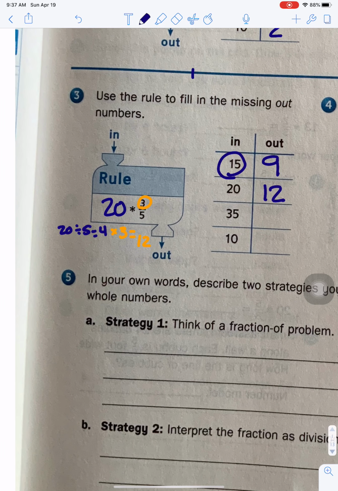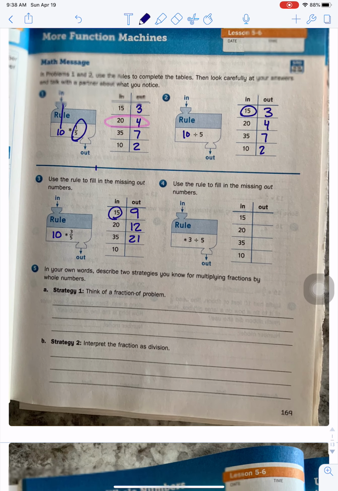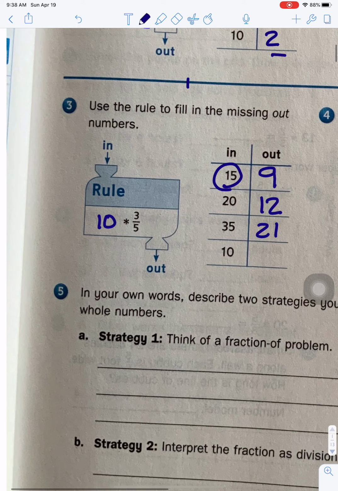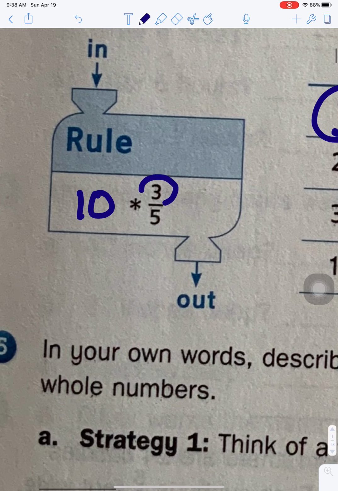12. In goes 35. So if we write 35 here, we can think 35 divided by 5 is 7. And so 7 times 3 is 21. In goes 10. So if in goes 10, 1/5 was 2. And so we can think 2 times 3 equals 6.